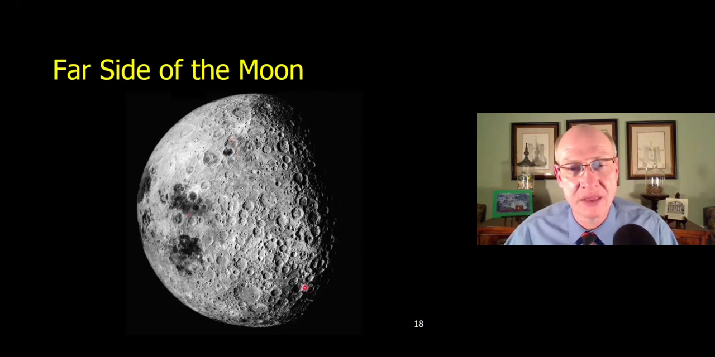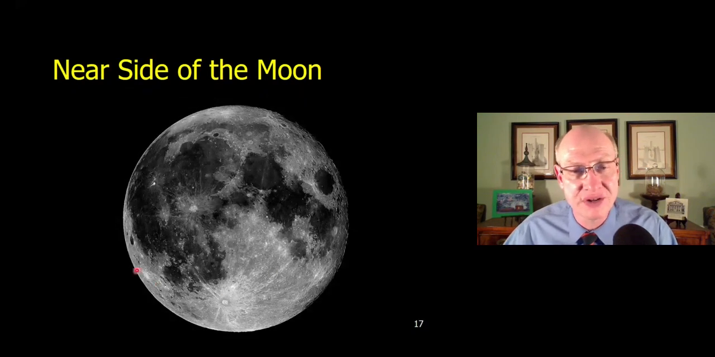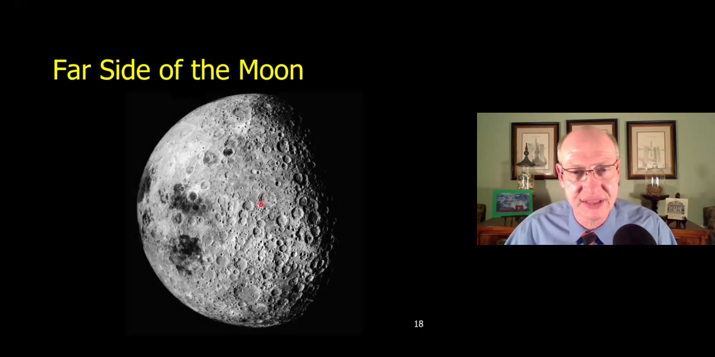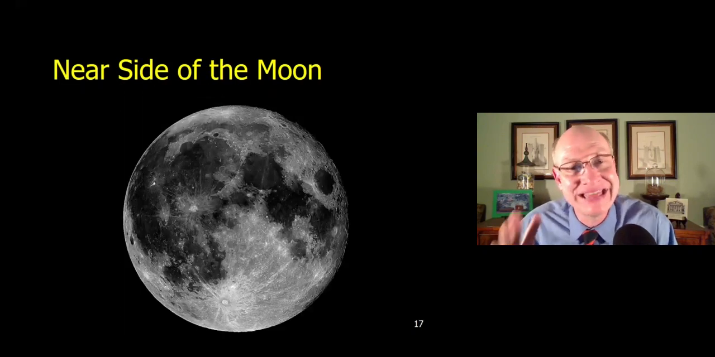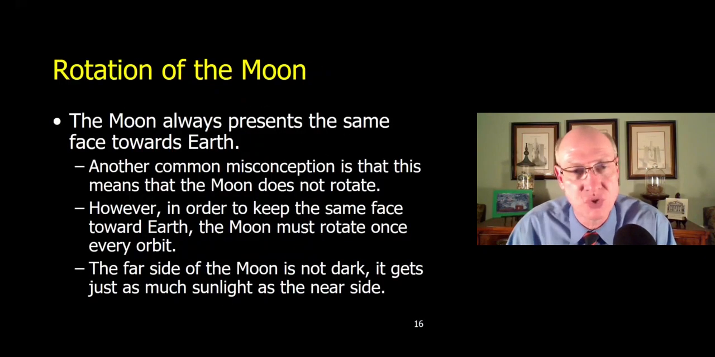And the far side of the moon is dominated by craters. There's still lots and lots of craters on the near side. This particular photograph doesn't show them very well, but all this part of the moon down here is completely covered in craters, just like the far side is. But that's the difference between the near side and the far side. But like I said, the moon always keeps the same face towards the Earth. It always presents the same face.